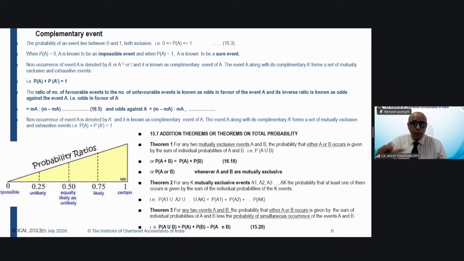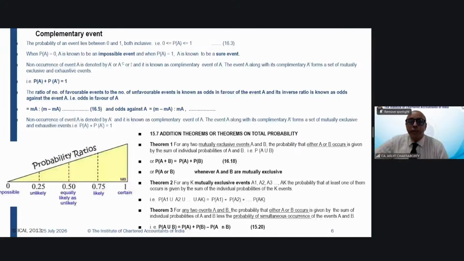That means the probability that A and B occur simultaneously. That part we will deduct. So this will give you the formula. And when you know that two events A and B are mutually exclusive, then we use the simpler formula, which is given in 15.18.